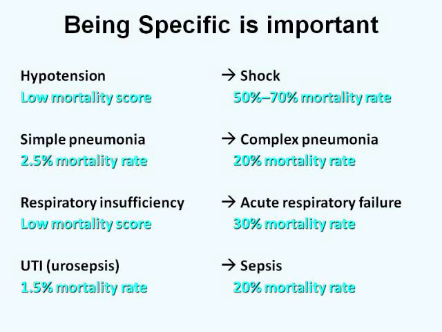In regards to pneumonia, note that simple pneumonia has a 2.5% mortality rate, whereas complex pneumonia has a 20% mortality rate. So we need to reflect a more accurate picture of the actual condition that resulted in the patient being treated with multiple antibiotics or being in the hospital for multiple days.